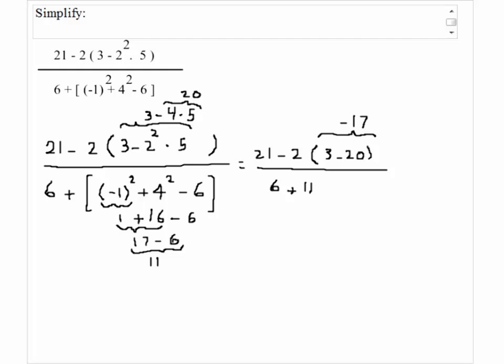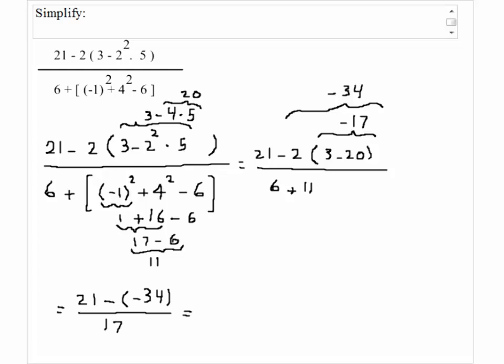So we have to go from left to right and do the multiplication first. So we have 2 times negative 17, which results into negative 34. So far we have 21 minus negative 34 over 6 plus 11, which is equal to 17.